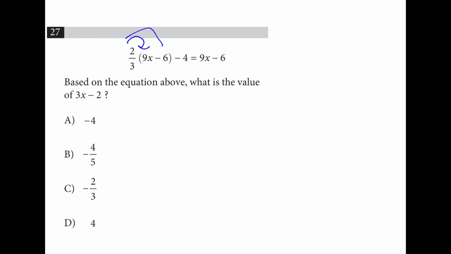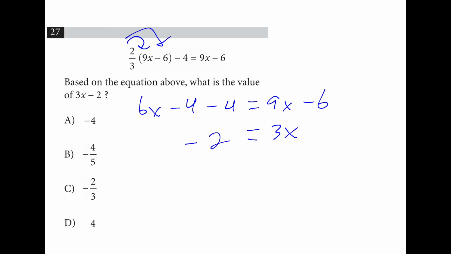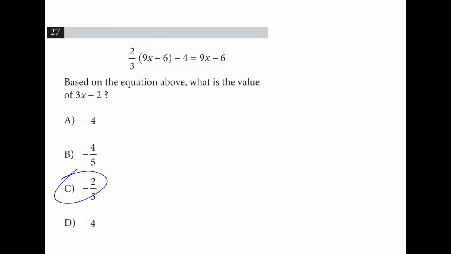If you distribute the 2/3, you have 6x minus 4 is equal to 9x minus 6. Move all the x's to the right. Move all the numbers to the left. There's your answer. Of course, you'd be wrong, because that's x is equal to negative 2/3. And they are looking for 3x minus 2.